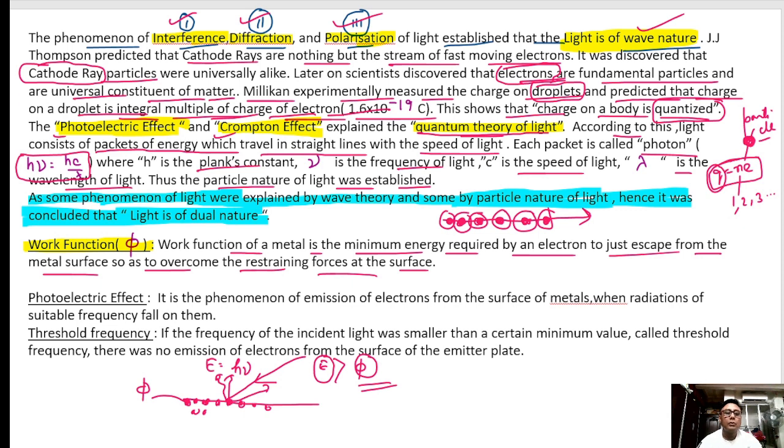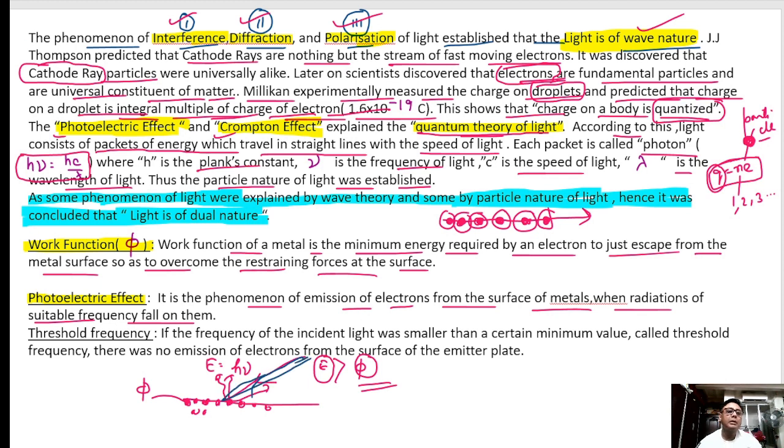Next is the photoelectric effect. So what is the photoelectric effect? It is the phenomenon of emission of electrons from the surface of metals when radiations of suitable frequency fall on them. So see, this is the radiation which is falling on the metal surface.